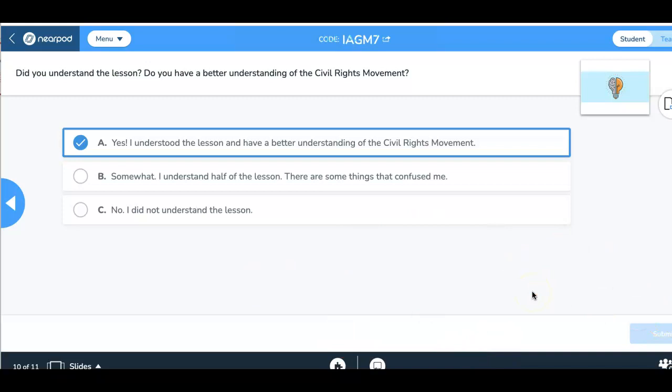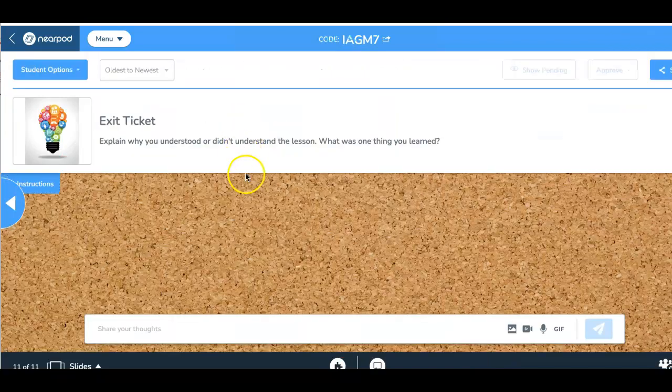If not, the students can answer it in more depth. So explain why you understood or didn't understand the lesson. What was one thing you learned? So they can just write down their thoughts in a few sentences. So I, as a teacher, can see who understood the lesson, who didn't, and this can help me for my next lesson to see if I need to touch base on this even more.